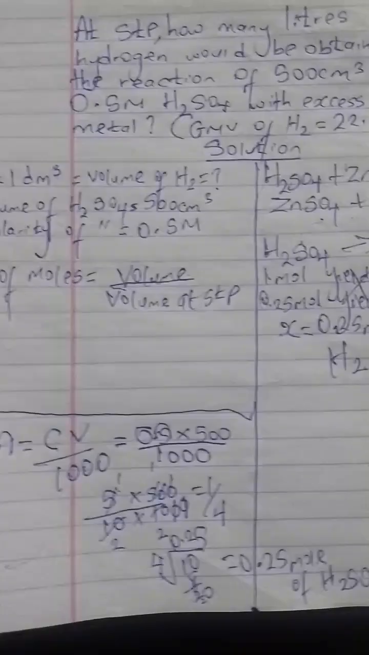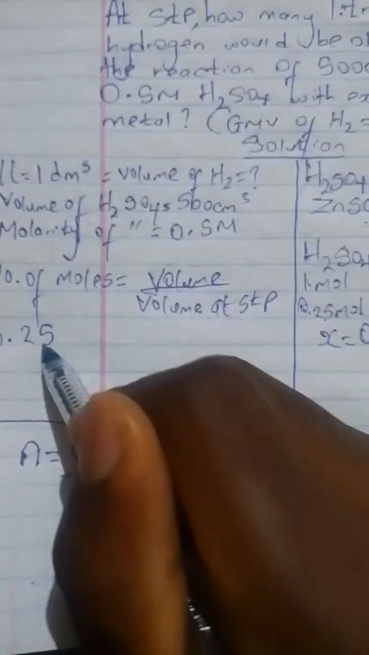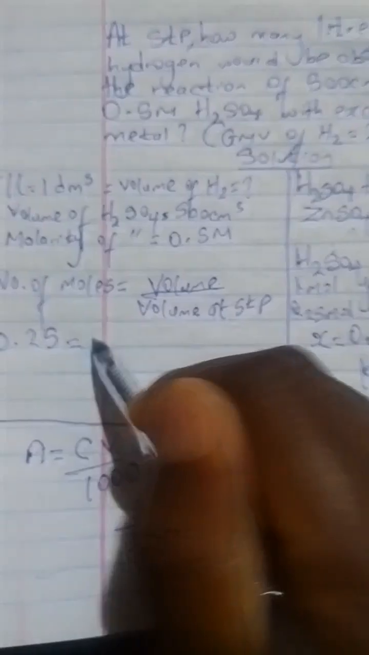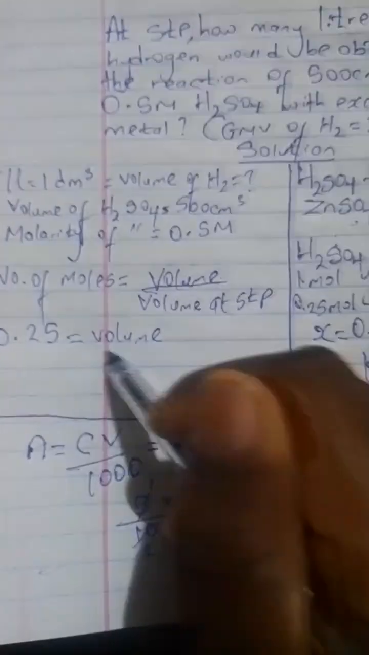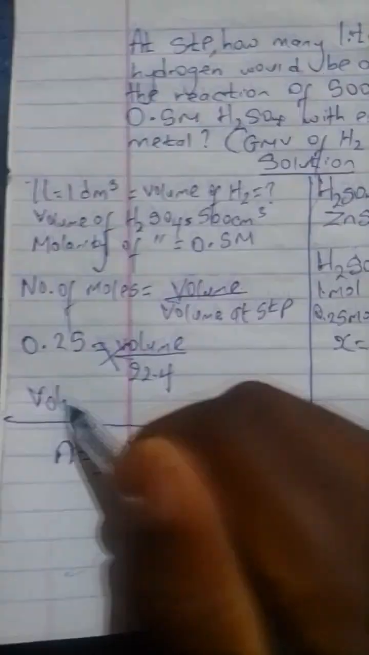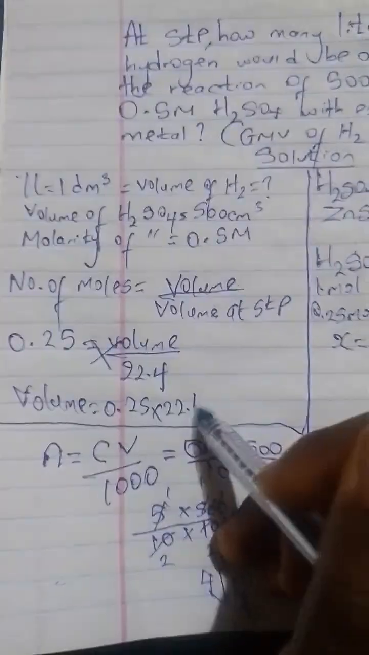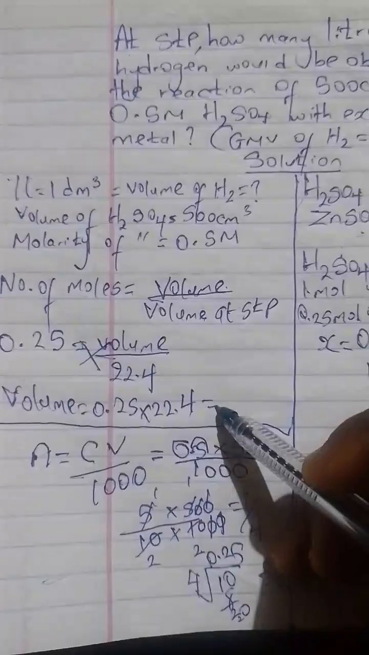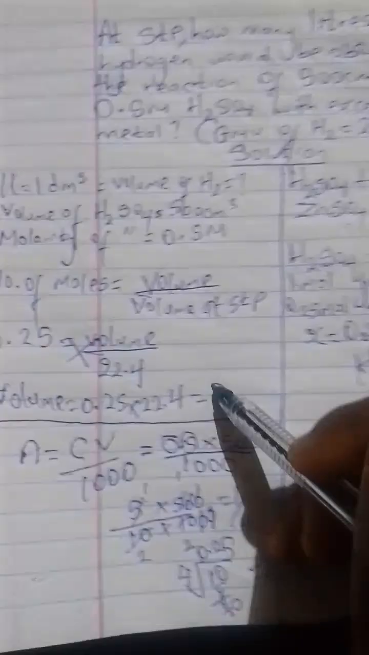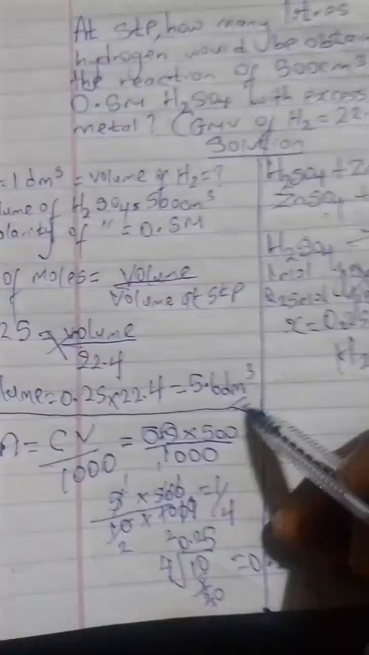The number of moles is 0.25. Our volume is what we are looking for, of hydrogen gas, and the volume at STP is 22.4. So cross multiplying, the volume will be 0.25 times 22.4. Pressing the calculator, that gives us 5.6 dm cube.